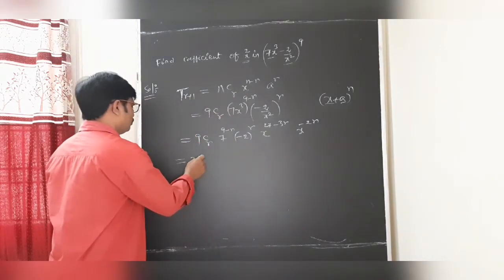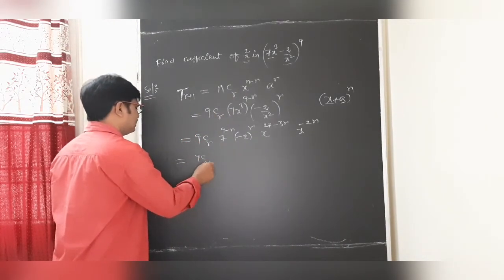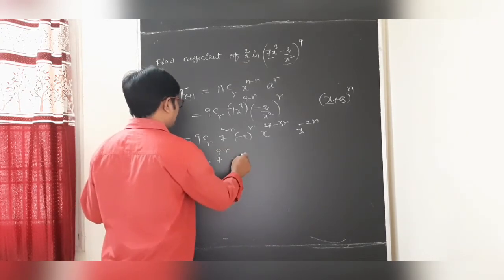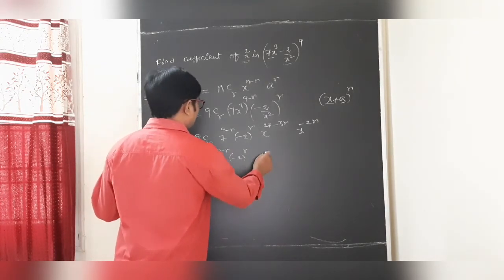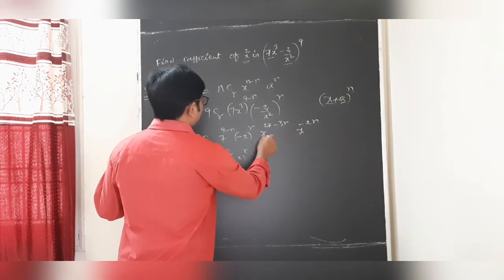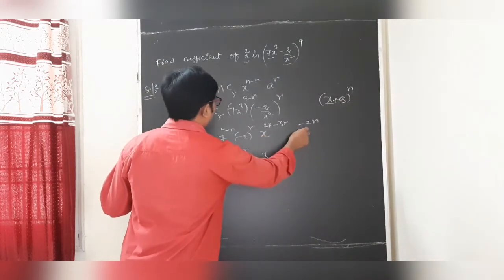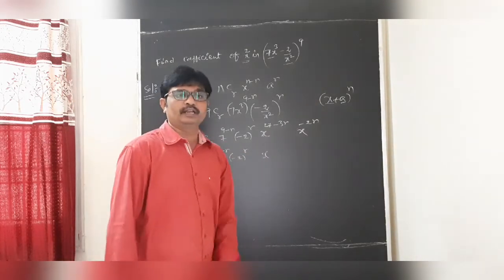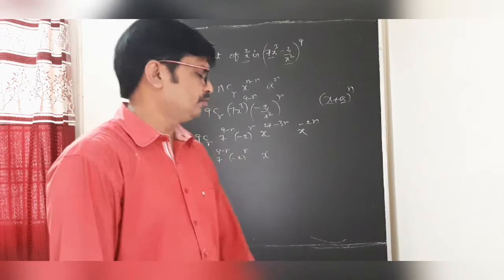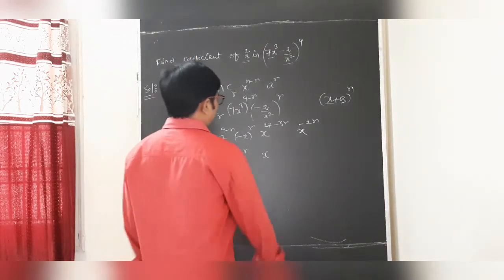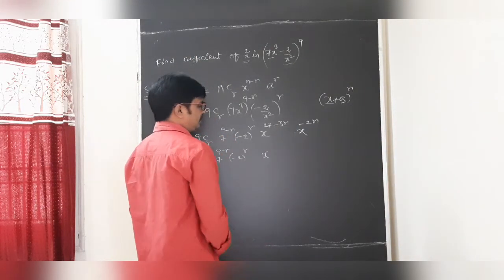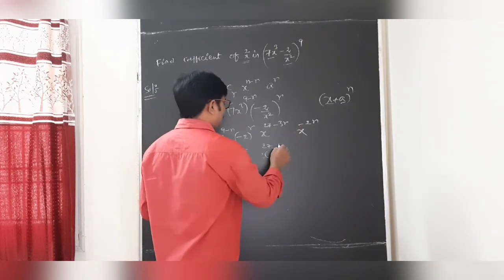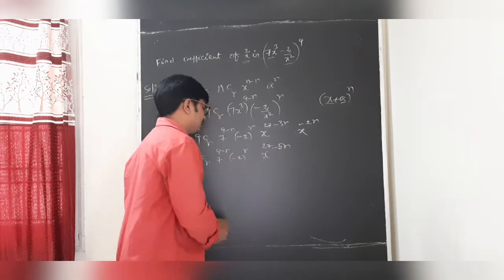So students, we can write 9Cr, the constants 7 power 9 minus r and minus 2 power r, and x. Here also the bases are equal. We have to know the property a power m into a power n equals a power m plus n. So when the bases are equal in the product, undoubtedly we add the powers. This is 27 minus 3r minus 2r, which is 27 minus 5r.